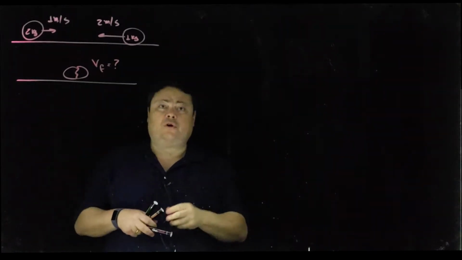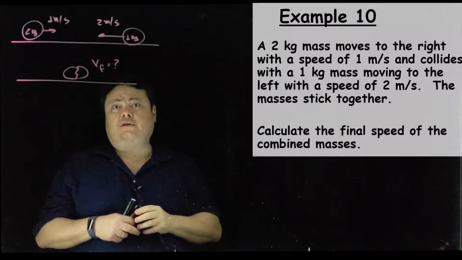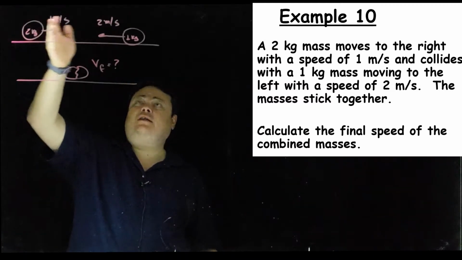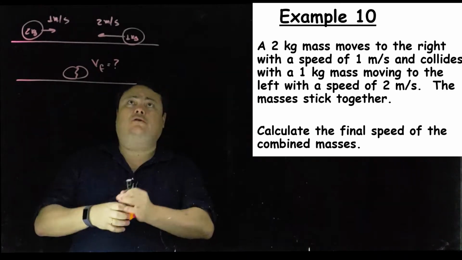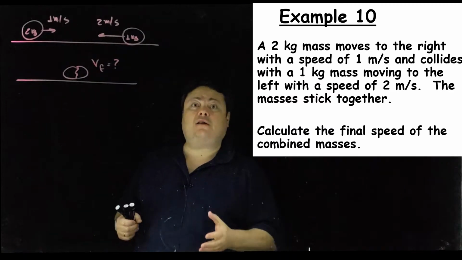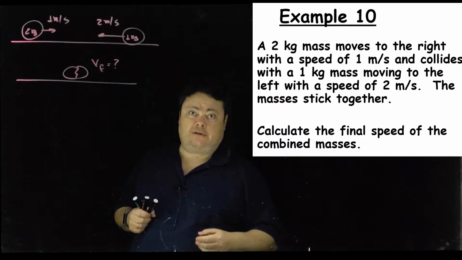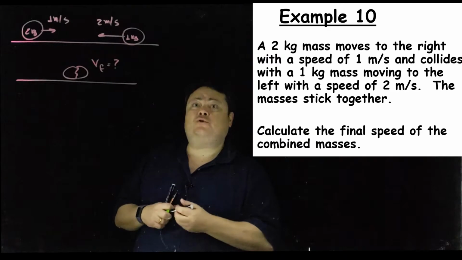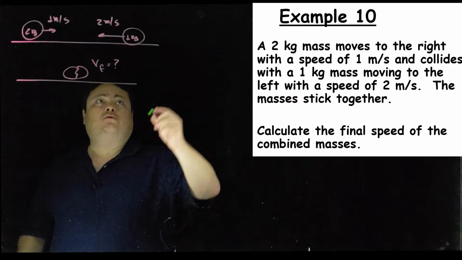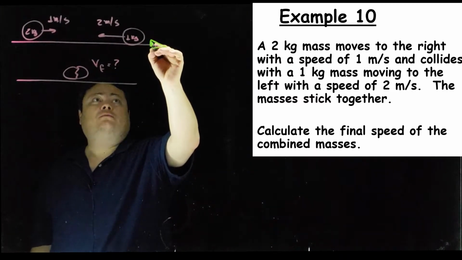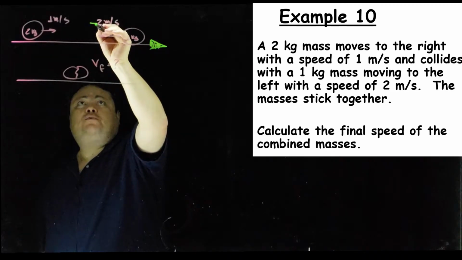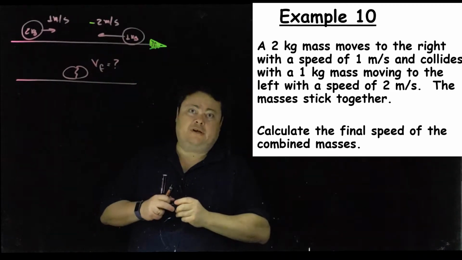So the first problem we're going to solve is the problem represented here on the slide. It says that a 2 kilogram mass moving to the right at 1 meter per second collides head-on with a 1 kilogram mass moving to the left at 2 meters per second. They stick together, and they want to know the final velocity of the system. Well, the first thing I want to do is set a reference frame and identify a direction to call positive. So, for example, if I call the right positive, the velocity of the 1 kilogram object should be negative.